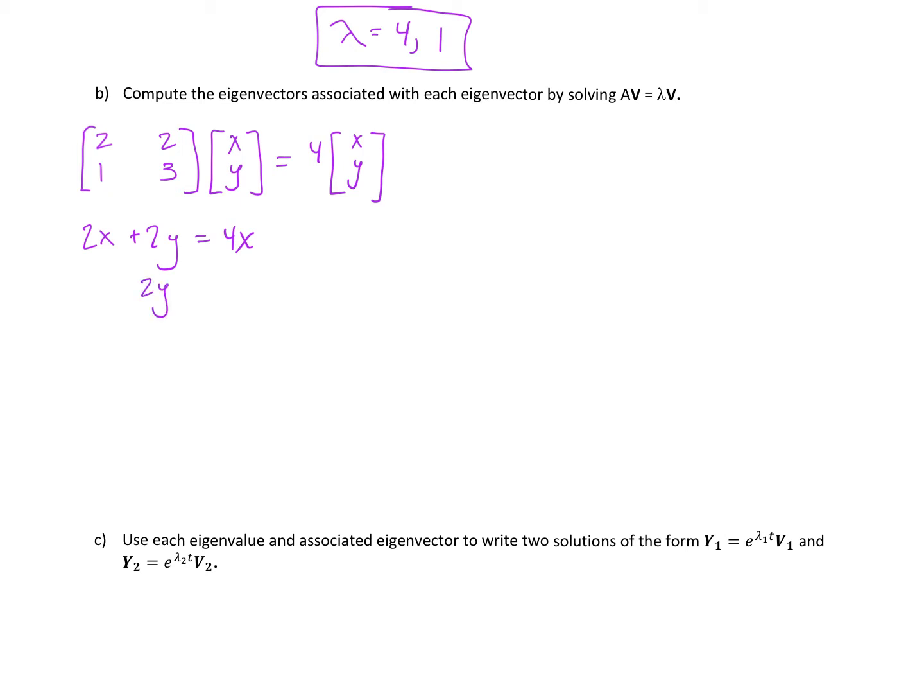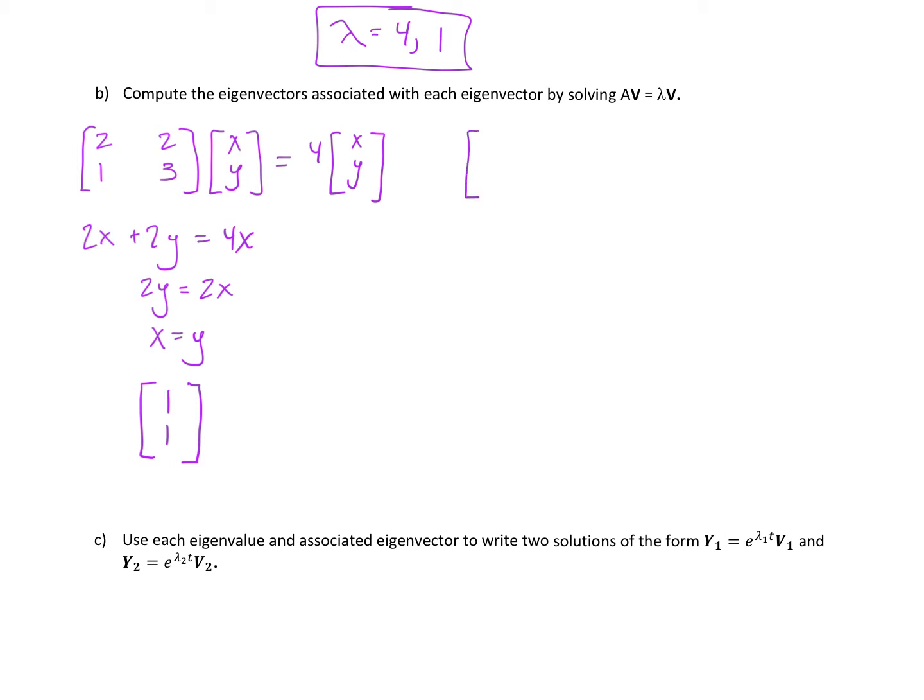Subtract 2x from both sides. We get 2y equals 2x. So x equals y. So we just choose any (x, y) pair other than (0, 0). (0, 0) is never an eigenvector. That makes this equation true. So (1, 1) is a simple one.